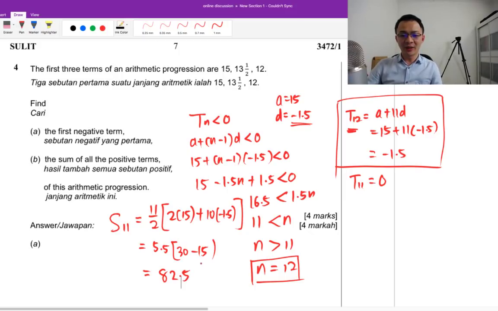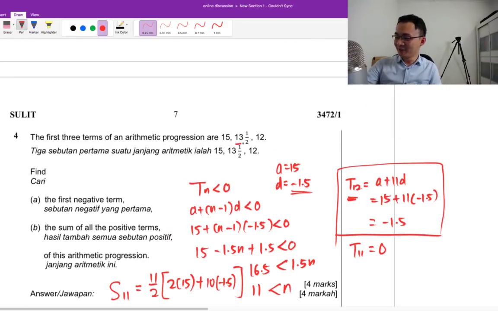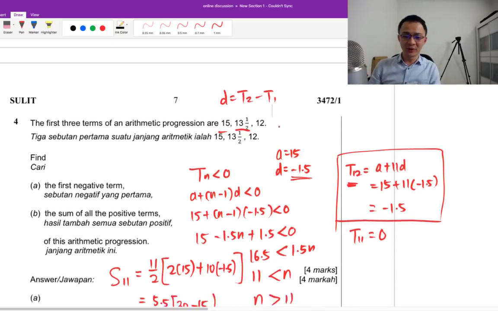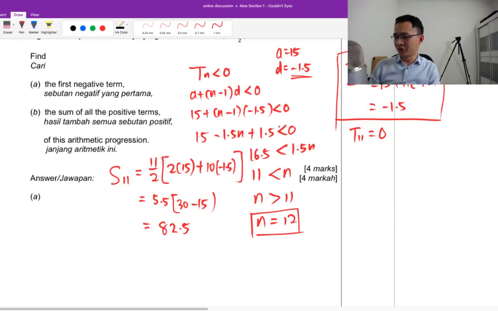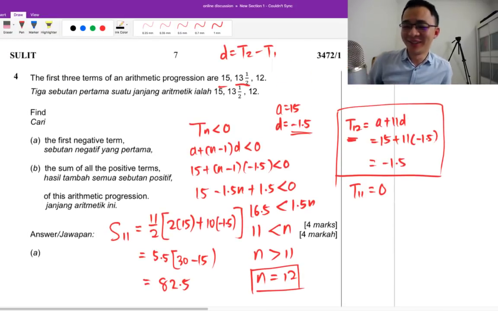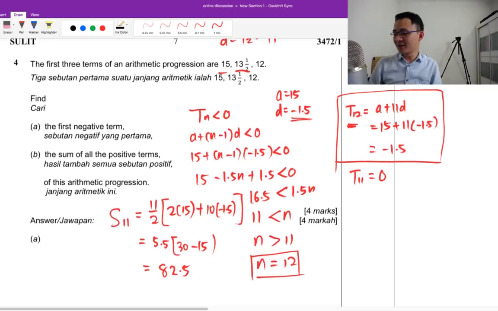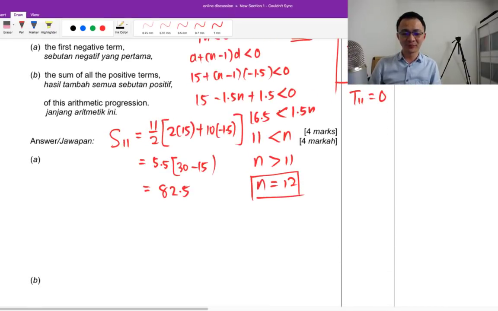Okay, how to find 1.5? You just use the second term minus the first term. D equals to the second term minus the first term. Okay, so I hope you should know how to get the D, because if until today you still cannot find D, this will be a very tough question for you. Alright, so that's all for this one.